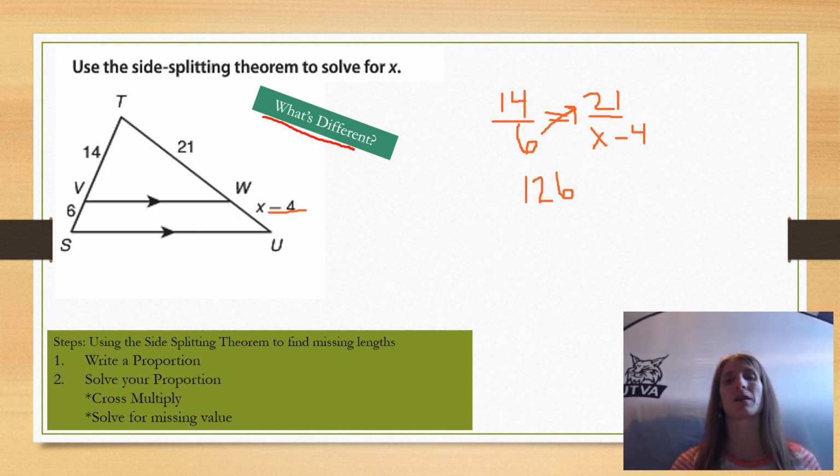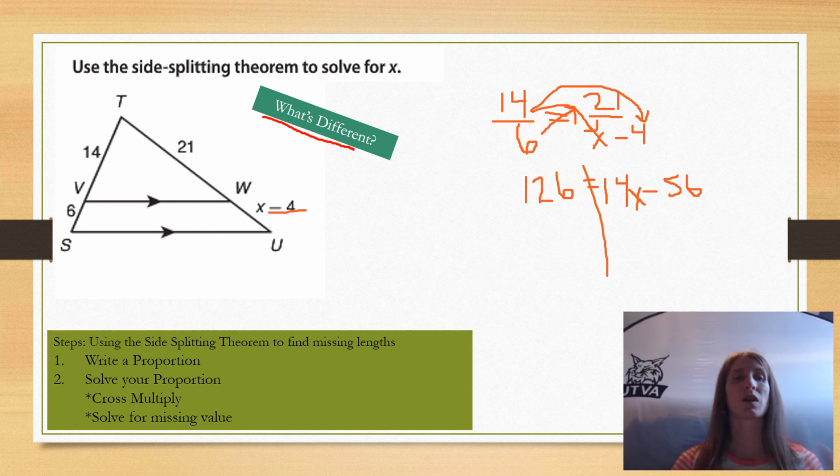126 equaling, and then remember this is where we have to distribute that 14 to the x and to the negative 4. And so we say 14x, and it's minus 14 times 4 is 56. And, oh, I forgot my x, guys. Okay, and then I'm solving an equation. Okay, so I think you can do it from there.